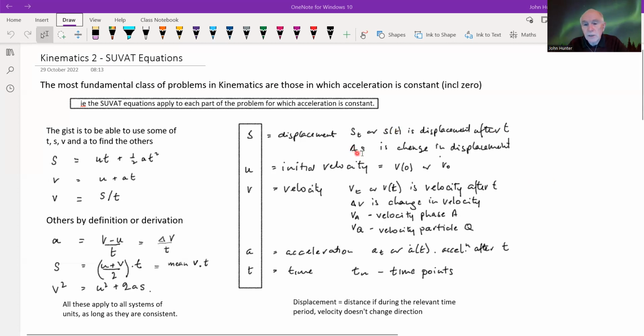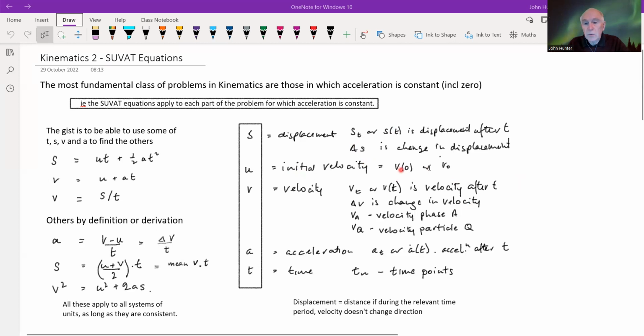Delta is a Greek letter. Delta S is used for change in displacement. We often think in terms of the initial displacement being 0, in which case we're not really interested in the difference. The change is just the displacement, isn't it? But in some situations, we may be assuming a displacement that is non-zero. So sometimes delta S comes in useful.